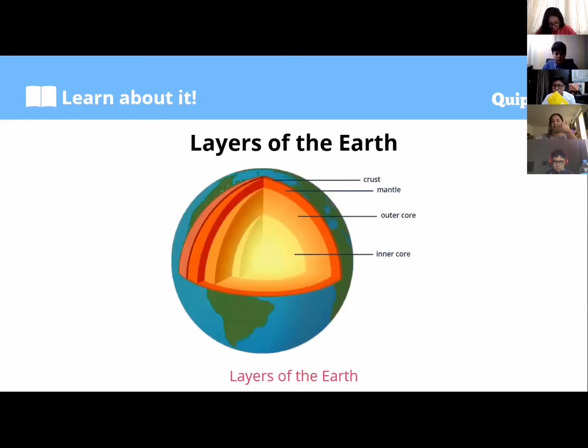And then this is the illustration that we have. The layers of the Earth. We have the crust, we have the mantle, we have the outer core, and the inner core. All right.